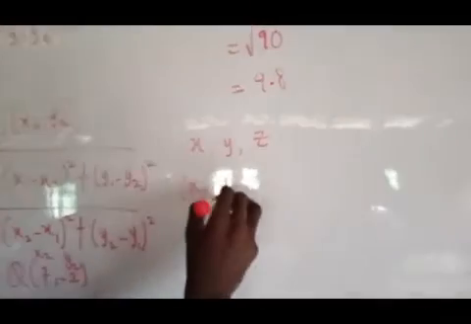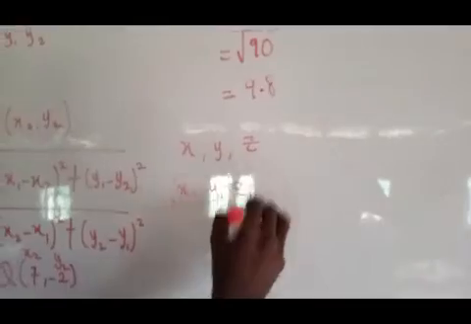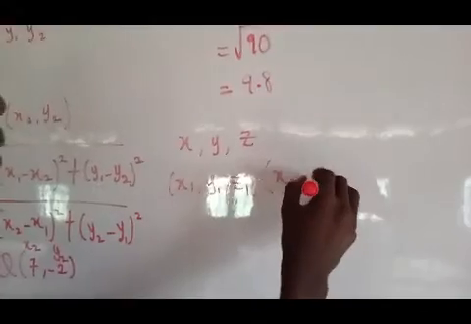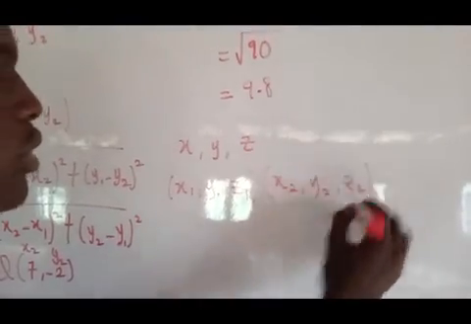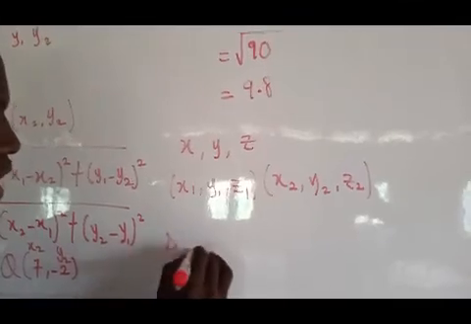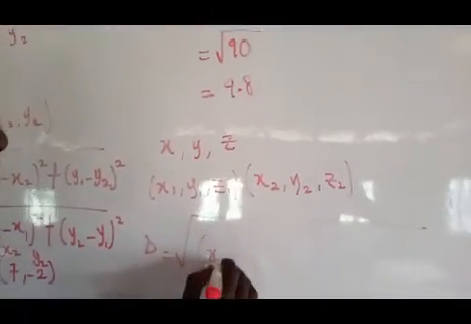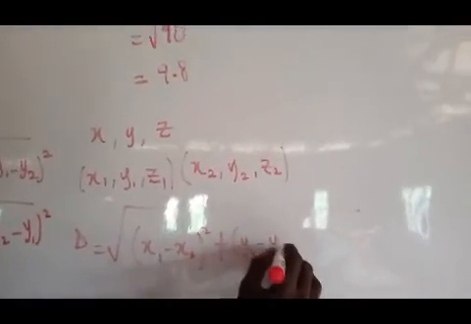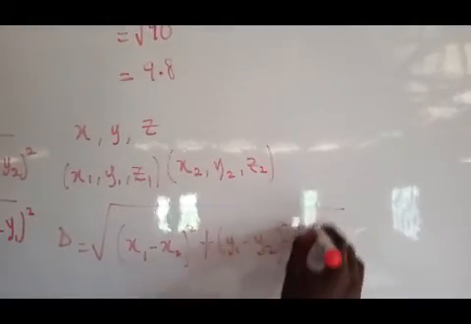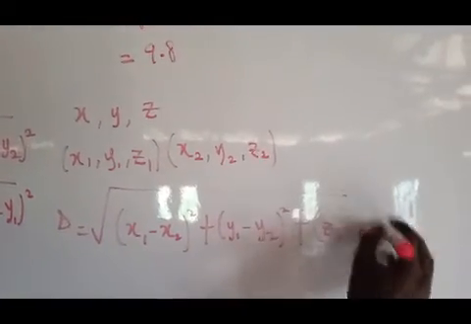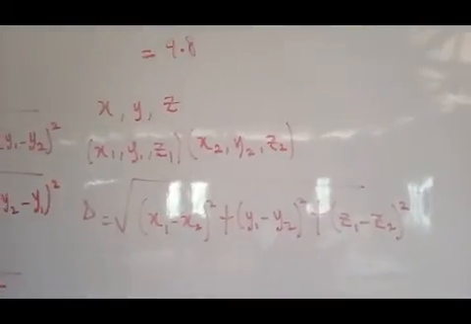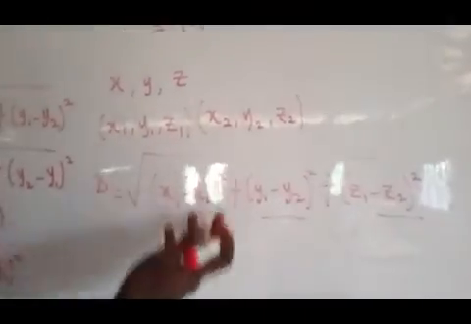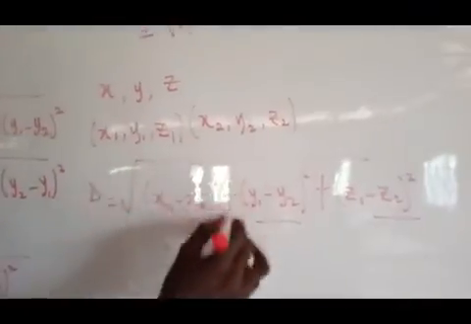The distance between them, don't forget, here I'll now have x1, y1, z1, and I will have x2, y2, and z2. So their distance will be the square root of x1 minus x2 all squared plus y1 minus y2 all squared plus z1 minus z2 all squared. So it is still the same thing. All you have to do is apply the same formula. Don't forget, x1 minus x2 squared is the major part, and the addition sign.